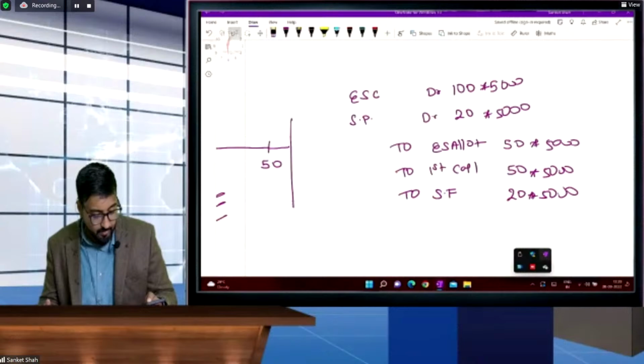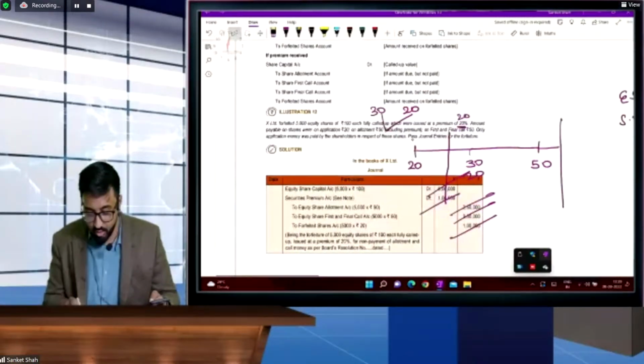We can't do application and allotment entries. Only the forfeiture entry. They ask you only the forfeiture entry.